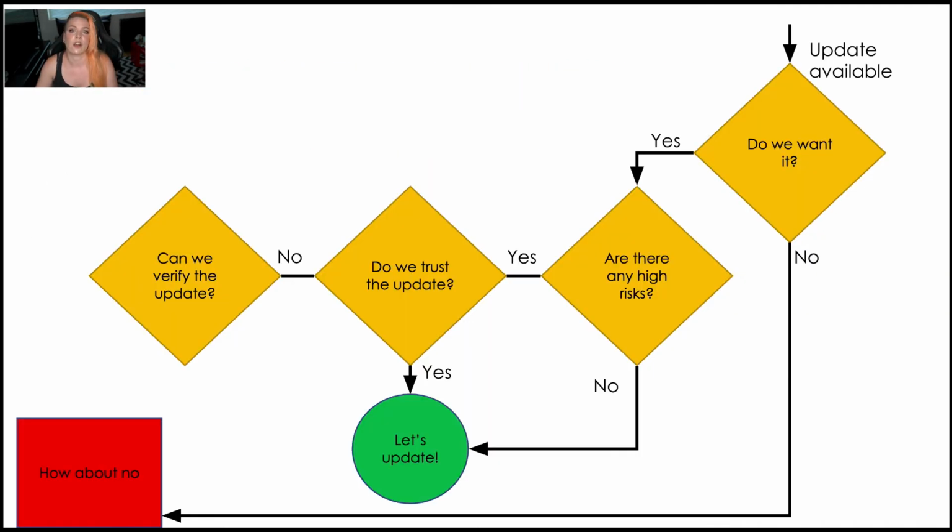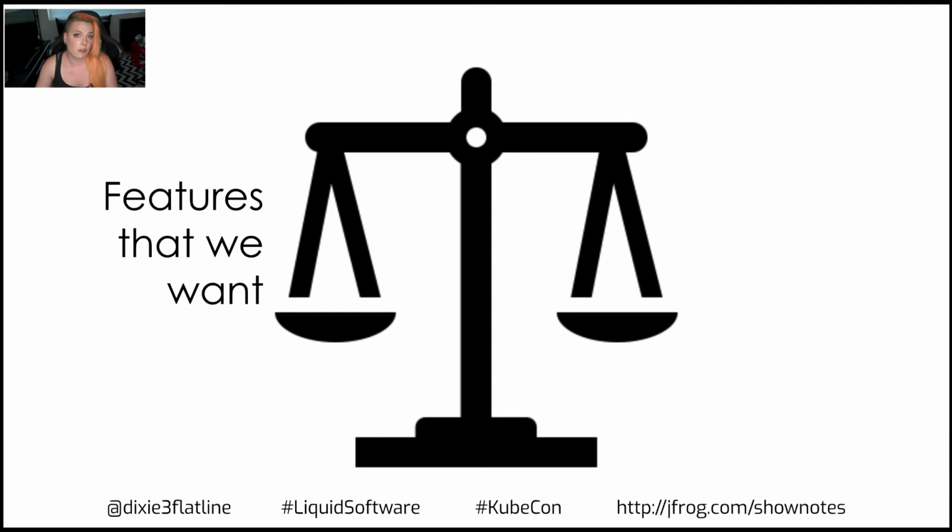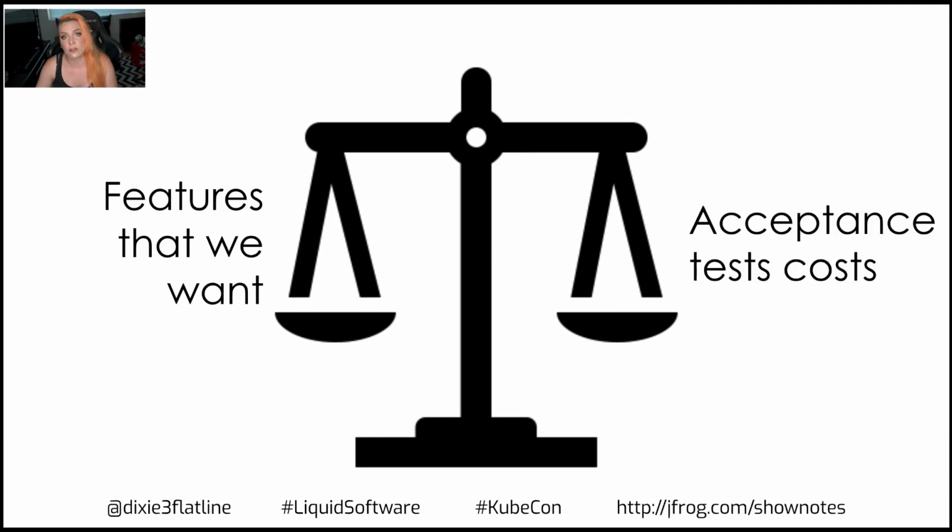We have another question in our decision tree now. Can we verify that the update is going to be worth the work involved? If we can't, we just don't update. We skip that version. If we can, we have to spend time going through user acceptance testing and verification, and this is a problem for us as software providers because users do not want to deal with all of this. So we have to make sure that every update includes so many appealing features they'll be willing to deal with it. A balance has to be struck. Features that we want versus the cost of accepting the update.